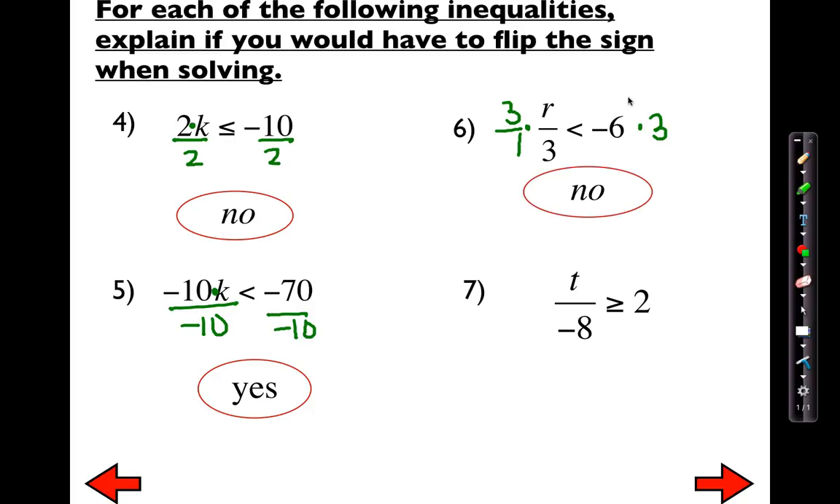Okay, and last but not least, for number 7, we have t divided by a negative 8. Since the inverse of division is multiplication, I'm going to multiply both sides by a negative 8. So here, am I going to have to flip the sign of the inequality? The answer is yes. Because you're multiplying both sides by a negative value, it will cause us to flip the inequality sign.